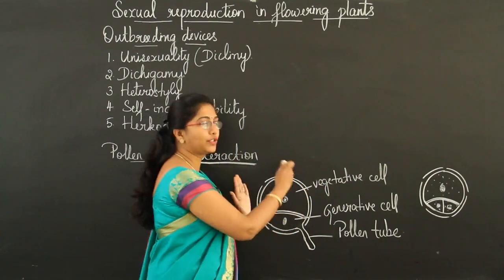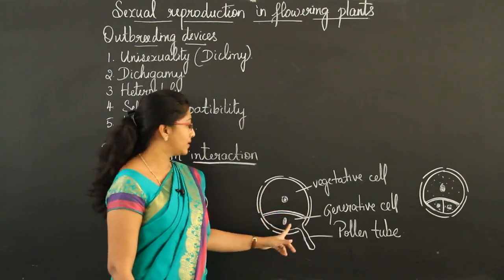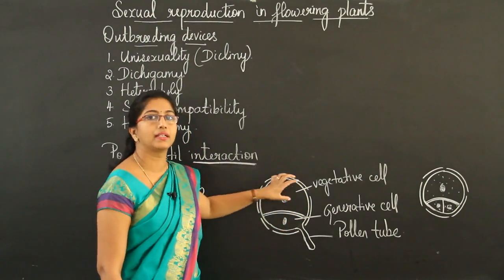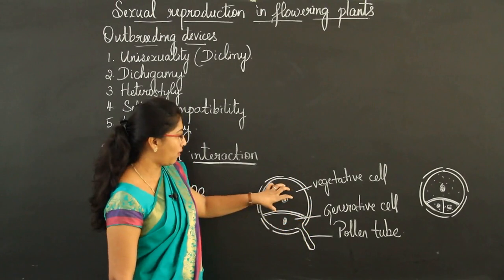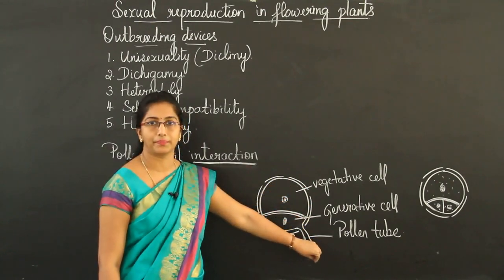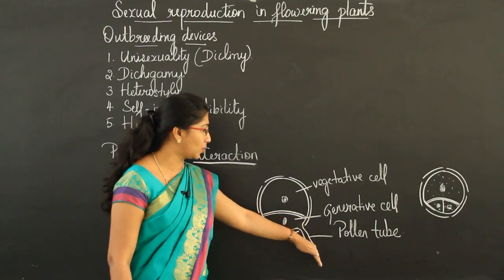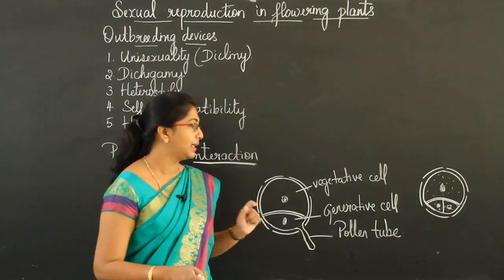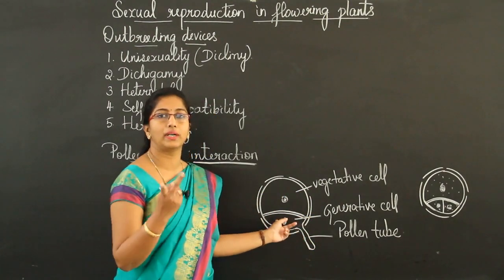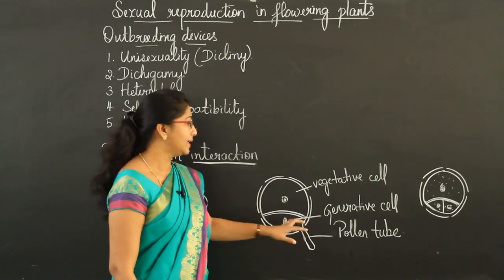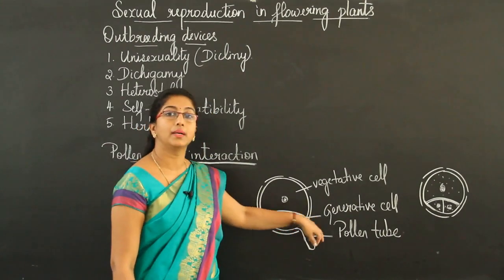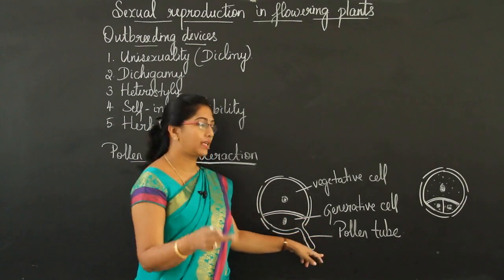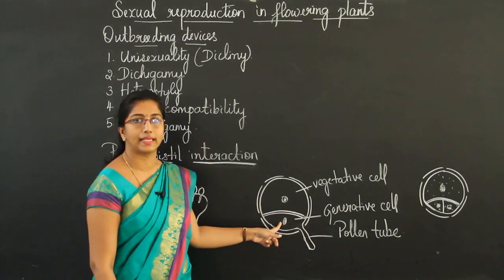Now we'll take an example of a 2-celled pollen grain. Here there's only one generative cell. When this type of pollen grain germinates, all the contents will be flowing into the pollen tube. And as the pollen tube grows, you will see that within the pollen tube, this generative nucleus will divide into two. This division is happening in the pollen tube, as it grows through the style.